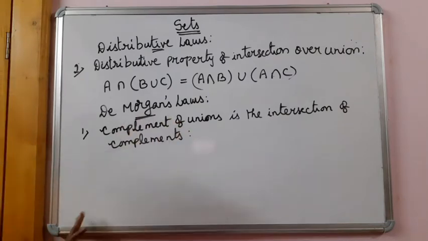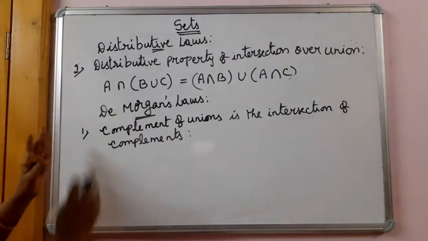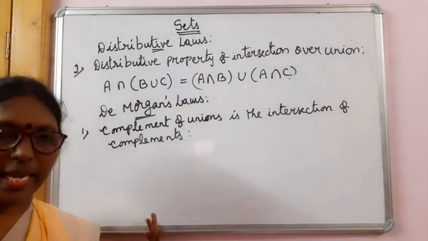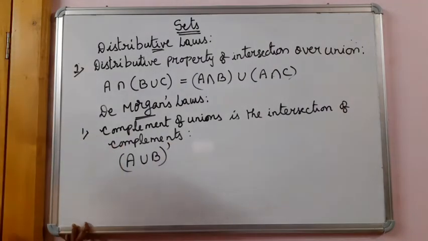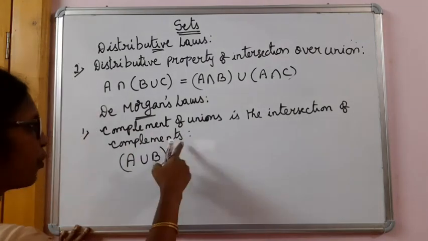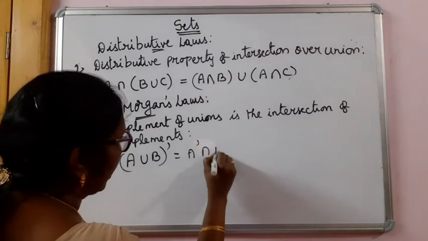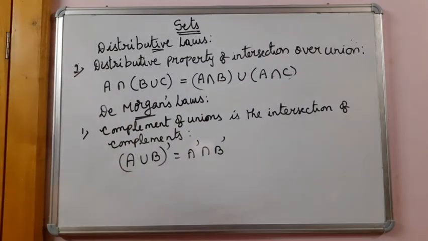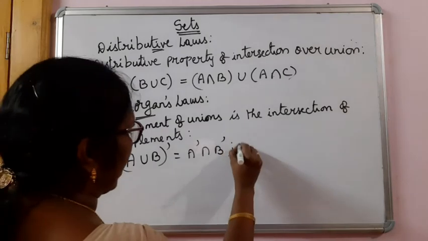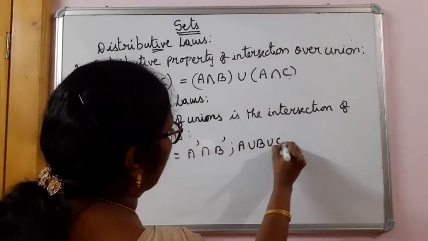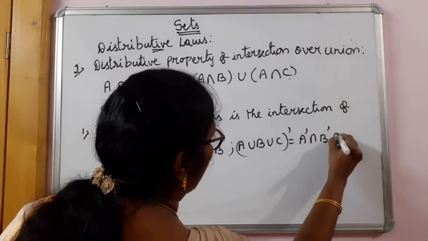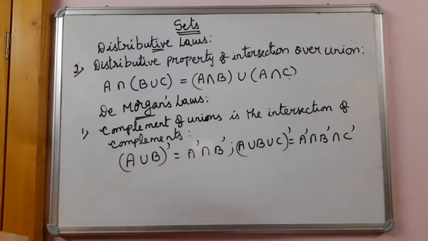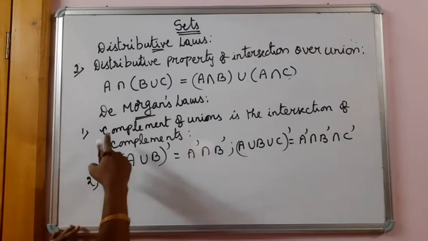You may not understand if I say it like this. Suppose there are two sets A and B. Complement of unions means (A union B) whole dash is equal to the intersection of complements, A dash intersection B dash. In the same way, if there are three sets, (A union B union C) whole dash equals A dash intersection B dash intersection C dash.